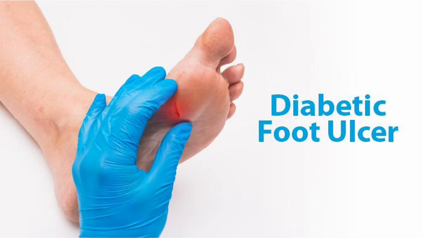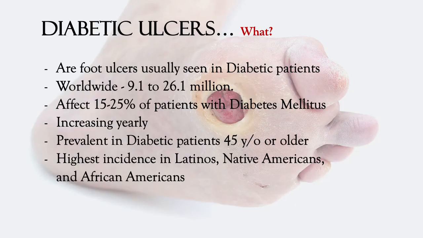The diabetic foot ulcer. What are these? Diabetic foot ulcers are usually seen in diabetic patients. Worldwide, there are 9.1 to 26.1 million people affected by diabetic foot ulcers. They affect 15 to 25% of patients with diabetes mellitus. They increase yearly. They're very prevalent in diabetic patients 45 years or older. The highest incidence is in Latinos, Native Americans, and African Americans.